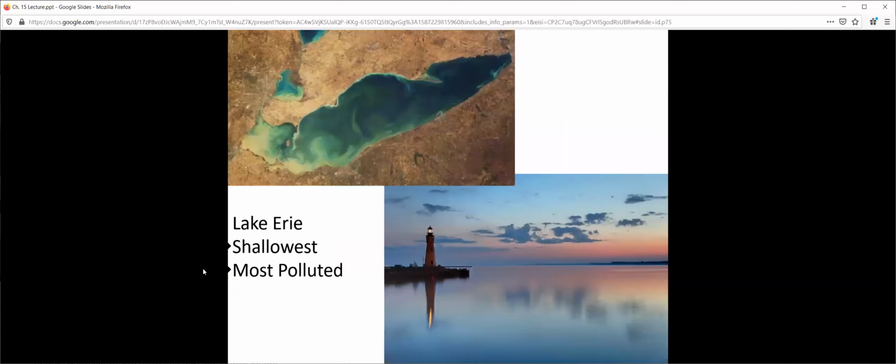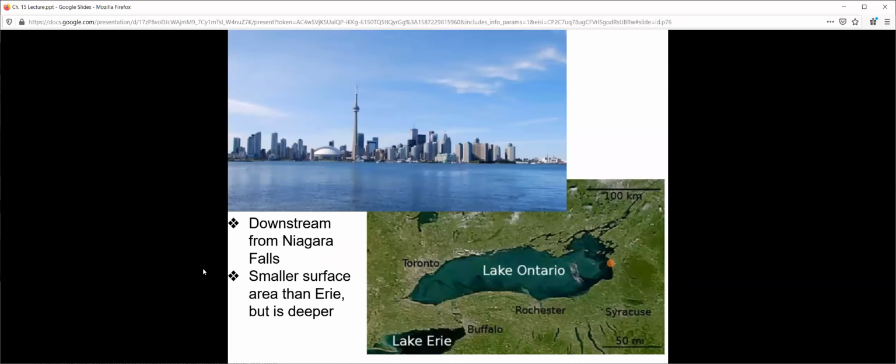Keep track of it. Next, we get to Lake Erie, which is the shallowest and most polluted. What fun for it, due in a large part to the large amount of industrial cities that bank on it. And then we get Lake Ontario, which is downstream from the Niagara Falls. The other side of the Niagara Falls is Lake Ontario. And it is smaller than Lake Erie, surface area-wise, but also deeper, as we showed in that image before. And there's a brief overview of the lakes that are created by the glaciers that we have.